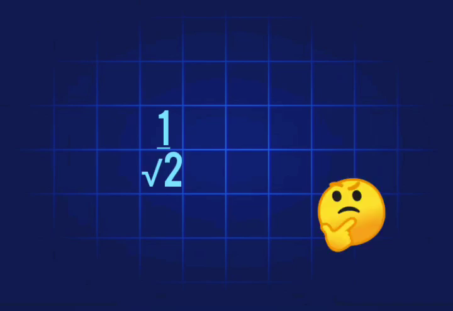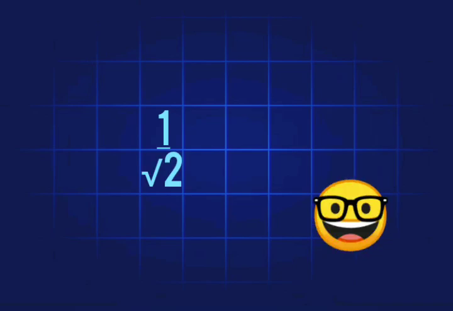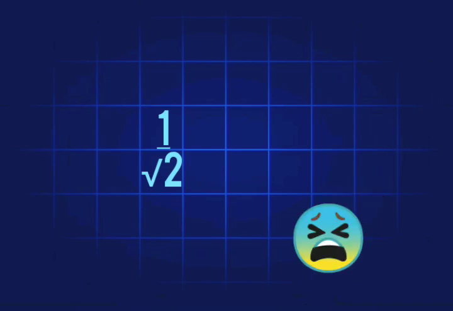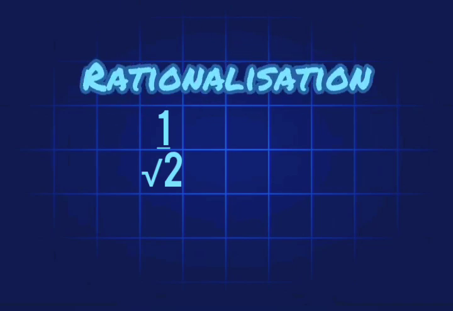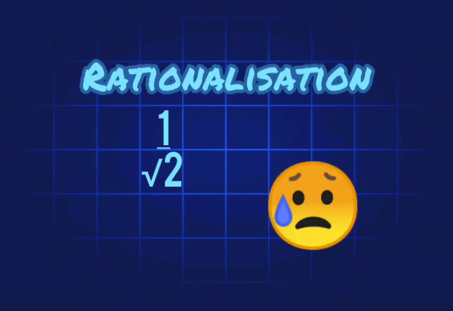Suppose we have 1 divided by the square root of 2. Is that an acceptable answer? Mathematically, yes, but we often prefer not to leave a square root in the denominator. So we use a technique which is called rationalisation. So what does rationalisation mean?